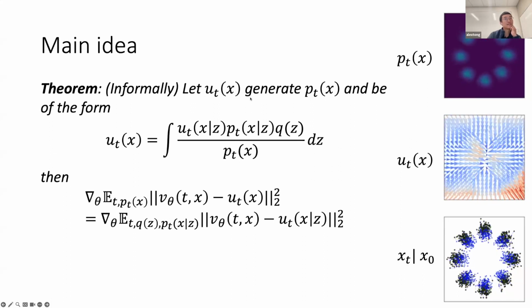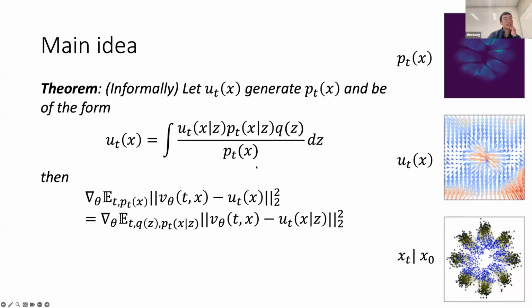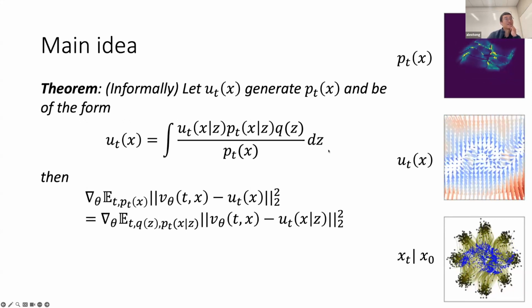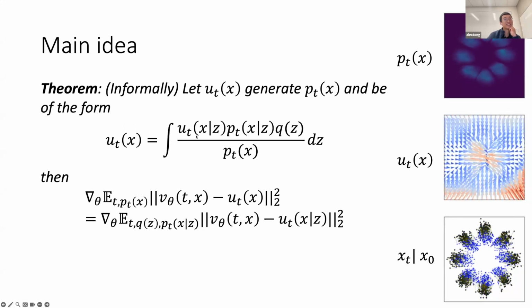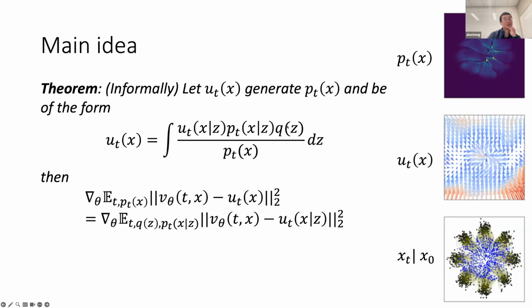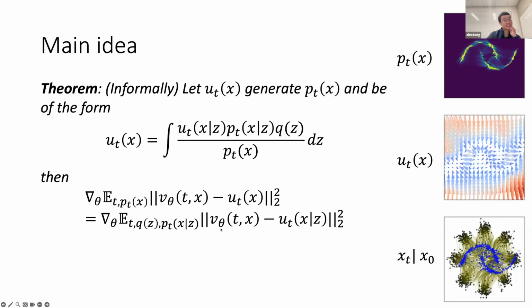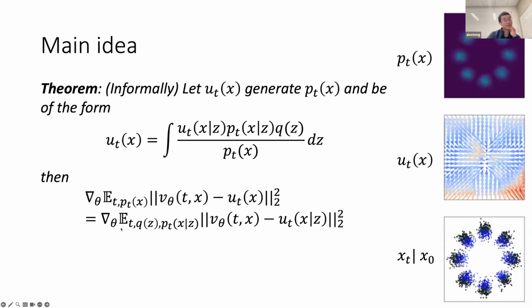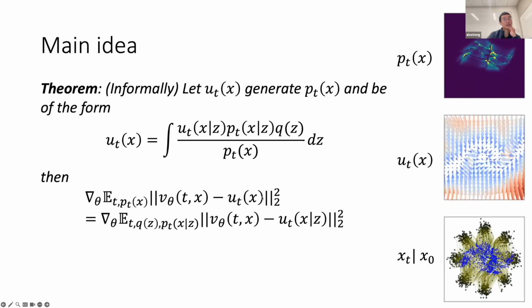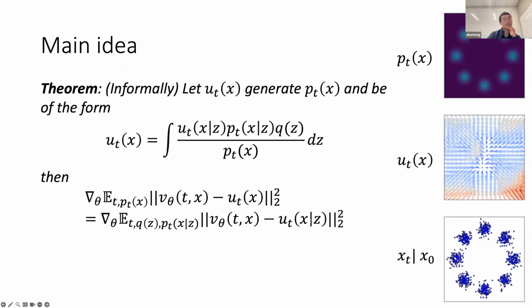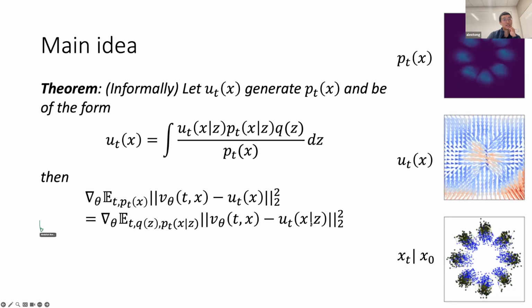And if this flow has this very specific form, which, if you stare closely, looks like Bayes' rule, as if I looked at these as probability distributions, it has this marginalization over Q. It turns out that if you regress against the conditional flow, it's equivalent to regressing against the marginal flow. So this is UT, which is very hard to know, the marginal flow, and UT of X given Z, with some condition, is the conditional flow.